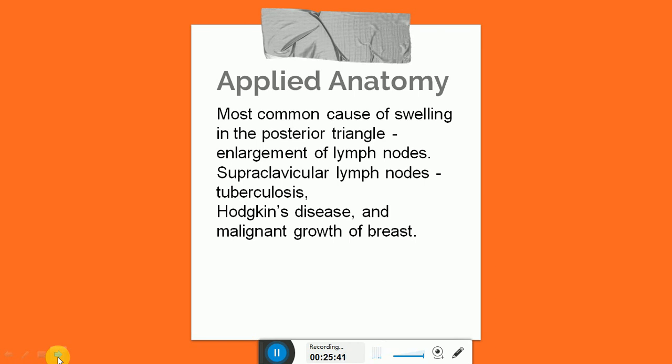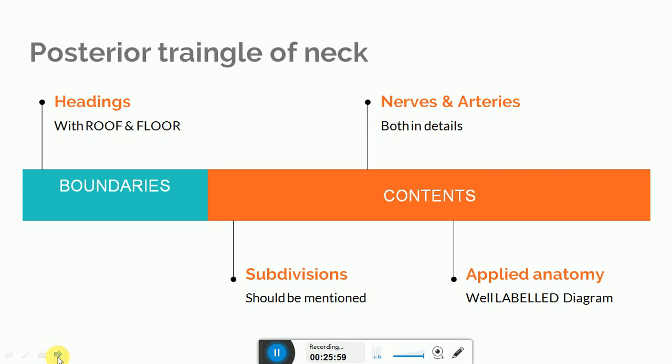I hope all the boundaries, apex, base, floor, roof, subdivisions and contents individually are clear to all of you. Please revise it again and again. Okay, that will be very helpful. A few points I would like to tell you. While writing an answer, always make sure that you have written boundaries of the posterior triangle of neck with roof and floor. You have mentioned in detail about roof and floor. You have mentioned about contents. Before mentioning the contents, you should divide the triangle. There should be subdivision in the form of occipital and supraclavicular triangle.